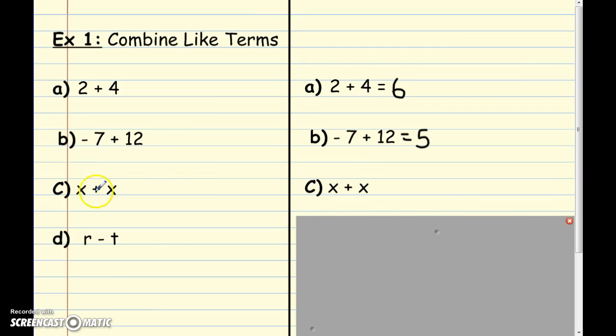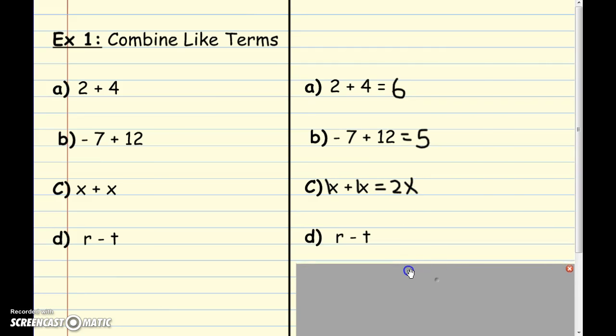Example C is just a little bit different. Now we have variables, and we just talked about like terms having the same variable and the same exponent. X is here in both of them, and they each have an imaginary 1 as the exponent. So we can go ahead and add those two together. Anytime you have a plain variable, we need to think of the coefficient being an invisible 1. 1 plus 1 is 2, so 1x plus 1x becomes 2x.